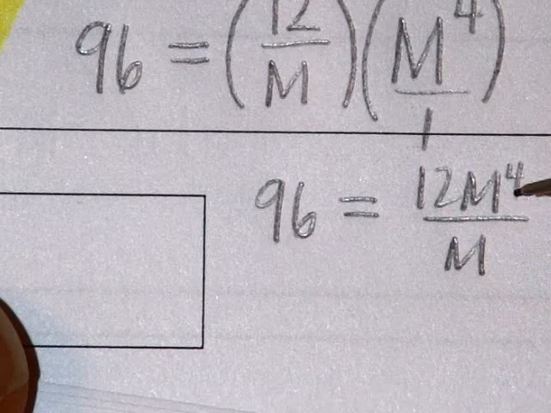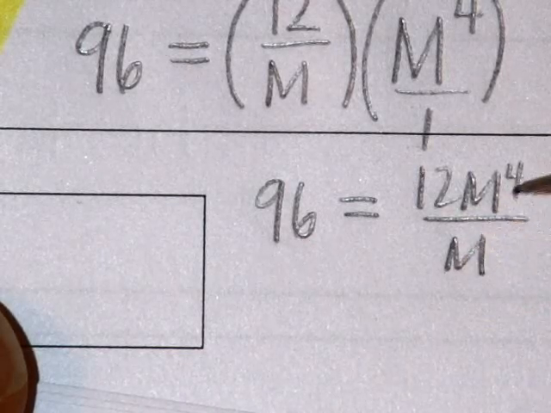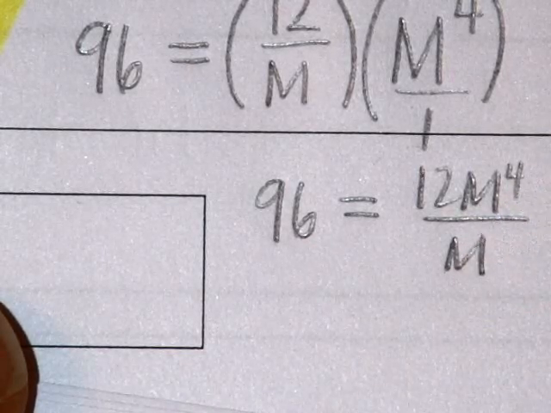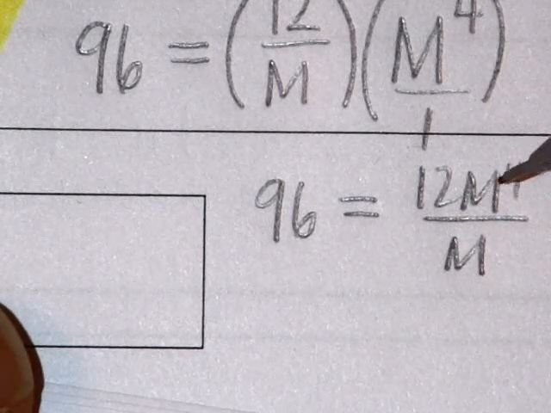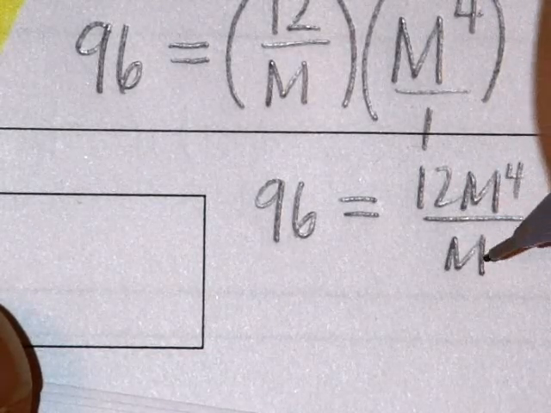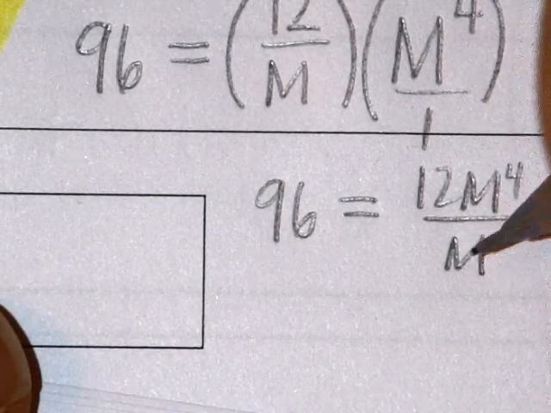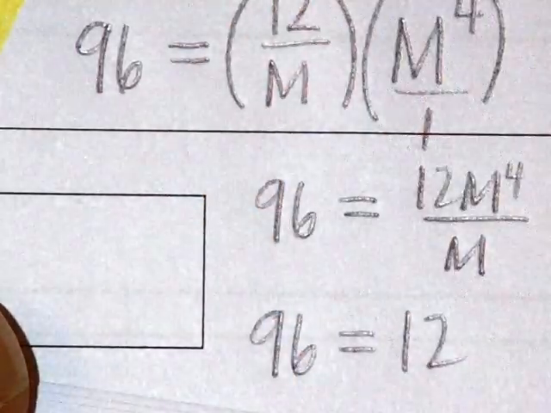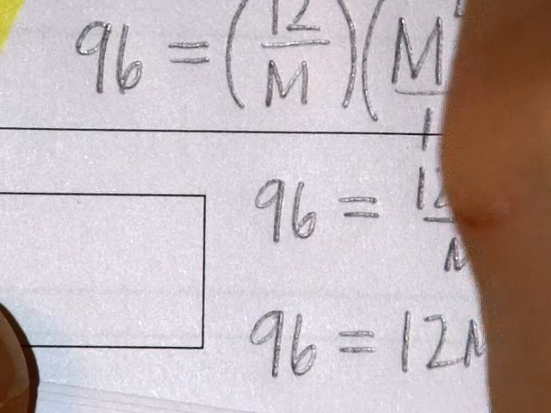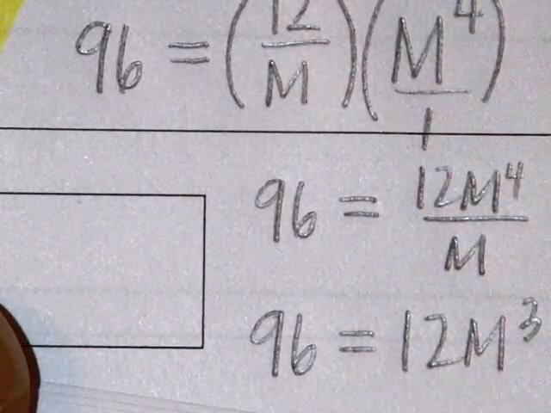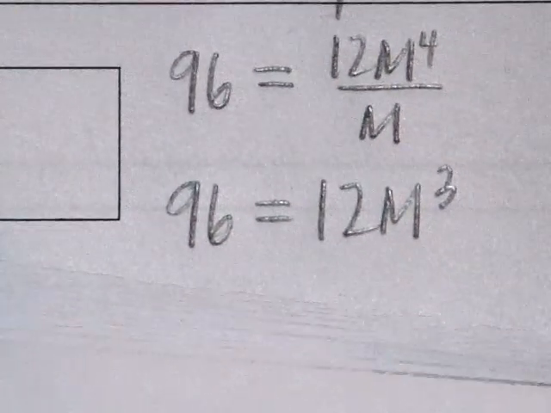But m to the 4th over m, we can clean that up a little bit too. That simplifies, because m to the 4th is like saying I have 4 m's on top, 1 m on the bottom. I can cancel one of them out. So in reality, the 12 is just kind of going along for the ride, but I really have 3 m's left over, or m to the 3rd, if I cancel.